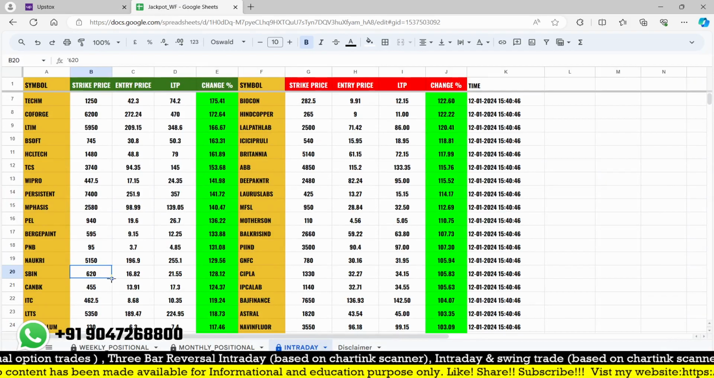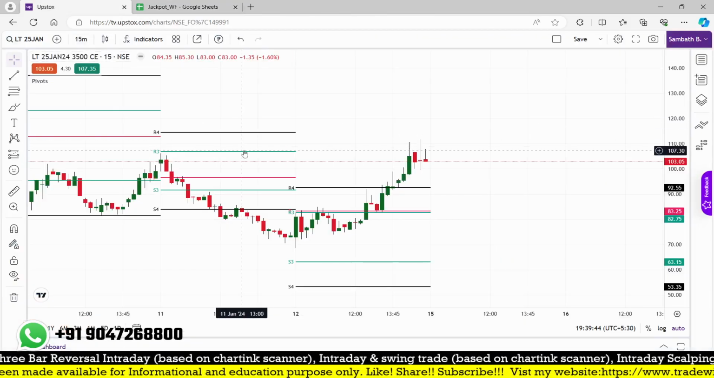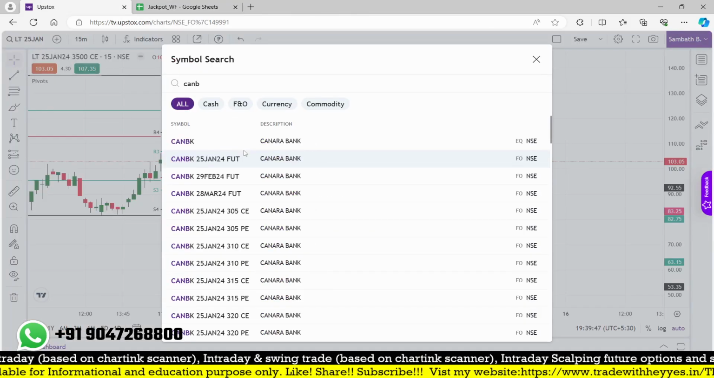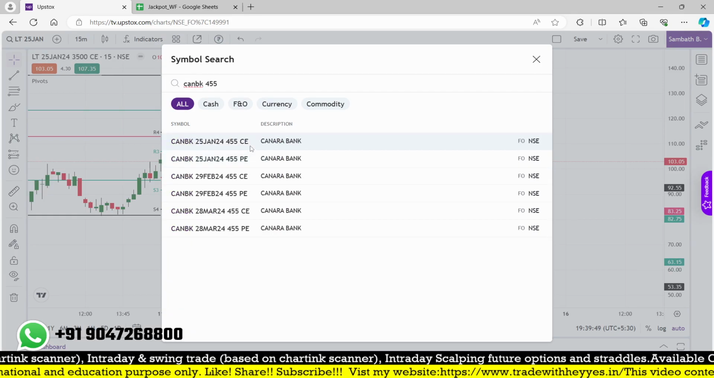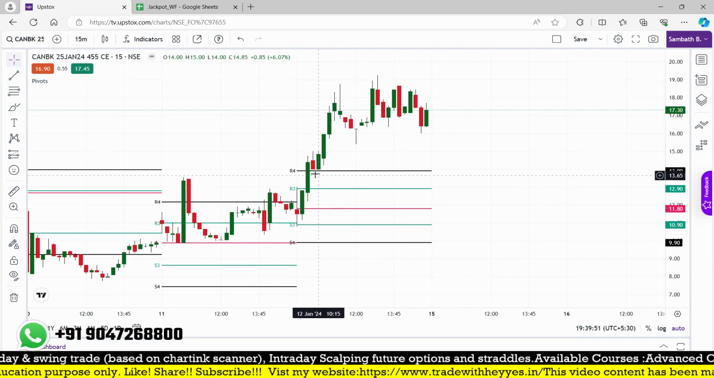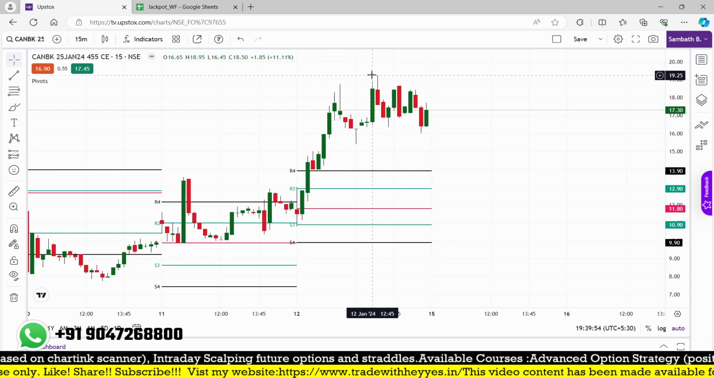Canara Bank 455 call option. So purely an intraday trade. Here it's a third candle breakout that is giving you such a good move.